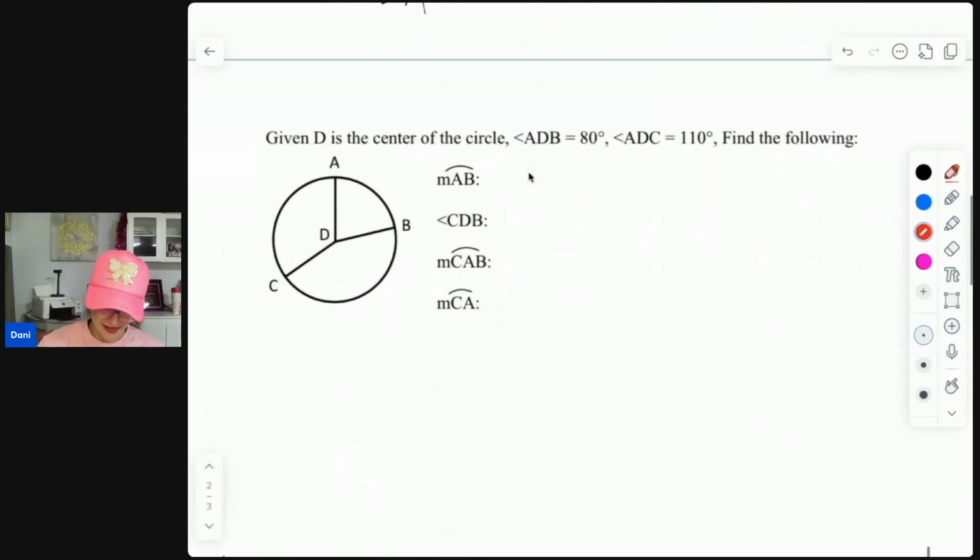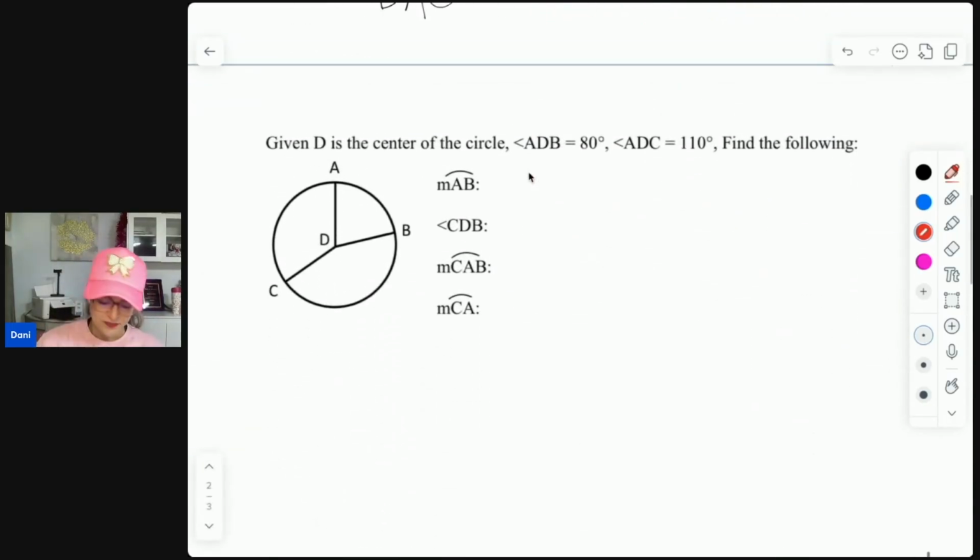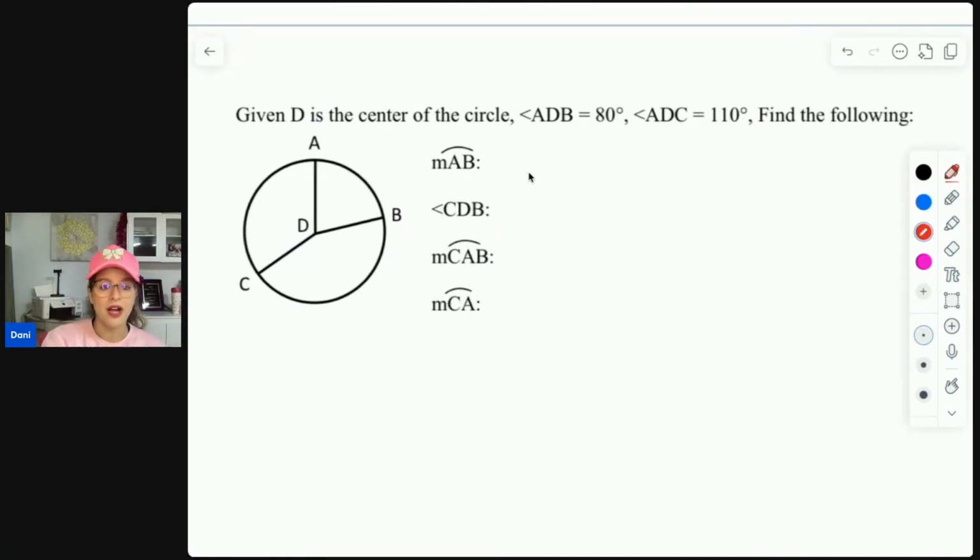Very good. All right, I've got a couple more. If you want, I would encourage you to pause the video here, try it on your own, and then hit play to see how you did.